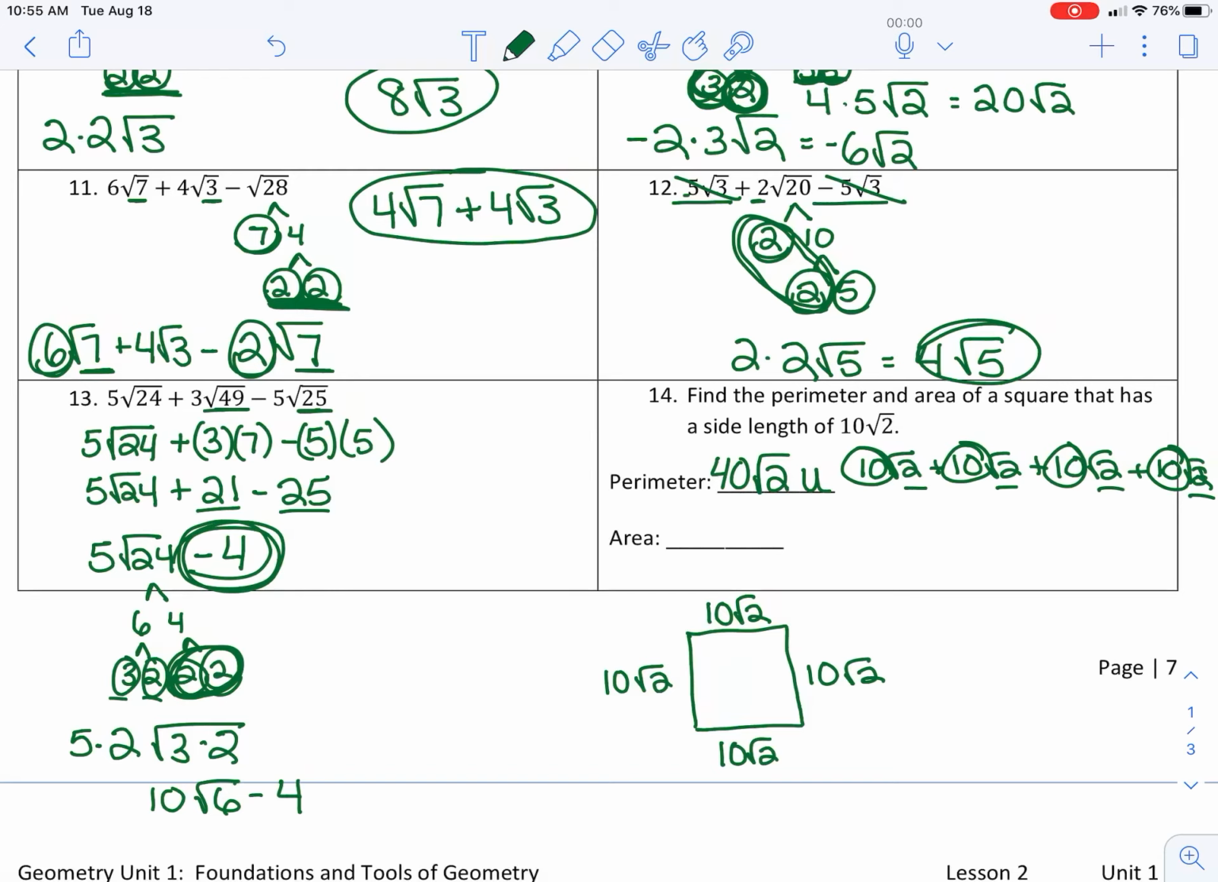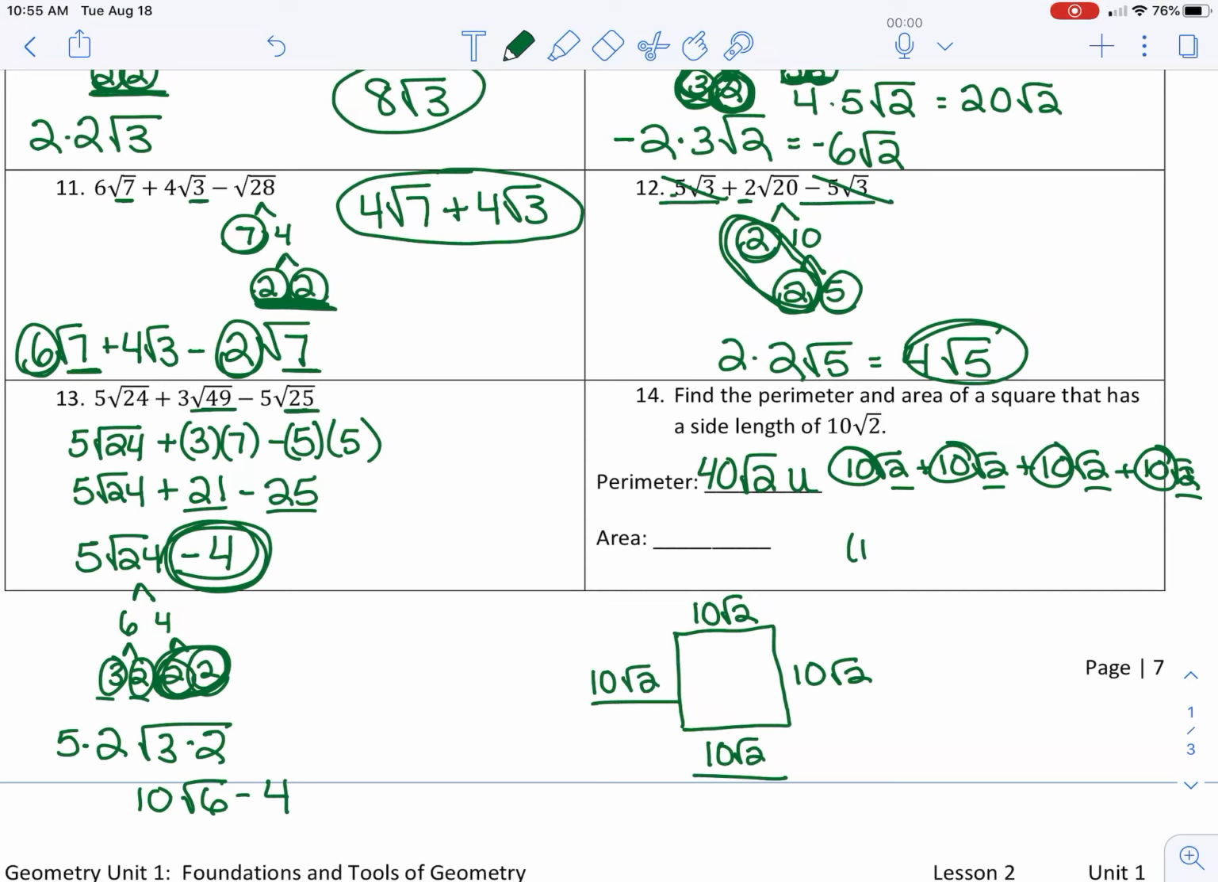Now with area, we take our side and square it, or for the area of a square, we can take length times width or side times side. There's a lot of different ways to write it. So I'm just going to take one of my sides times one of my sides. So I'm going to say, well, 10 root 2 times 10 root 2.